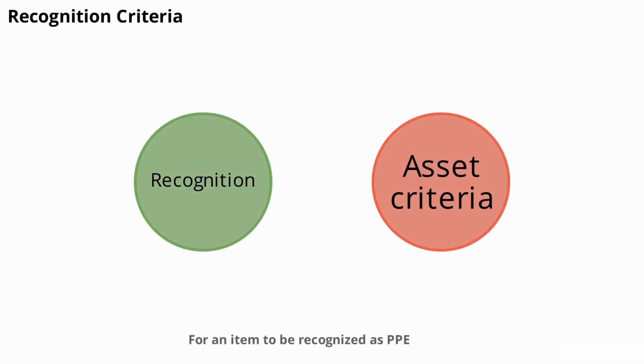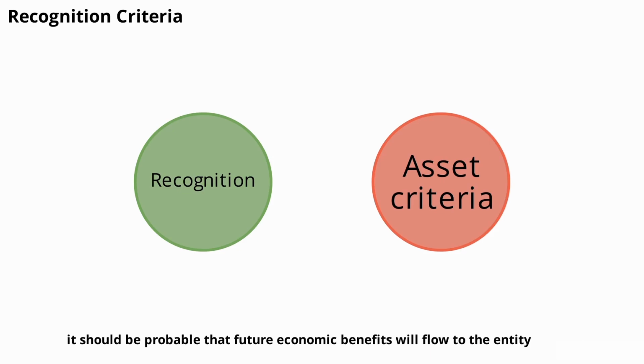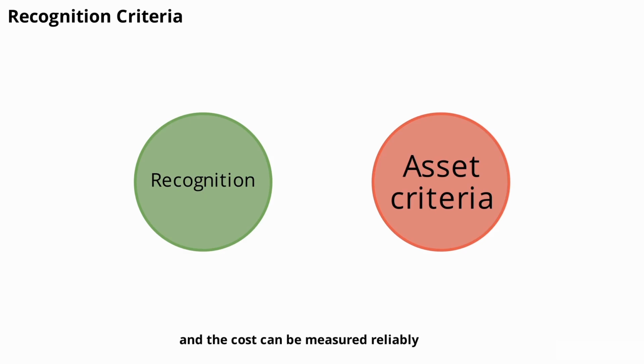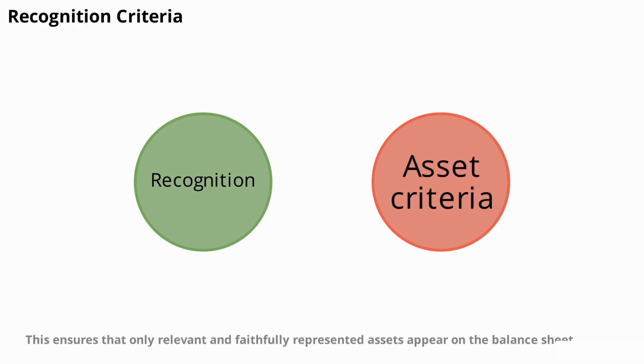For an item to be recognized as PPE, it must meet the asset definition and recognition criteria. It should be probable that future economic benefits will flow to the entity, and the cost can be measured reliably. This means you only record PPE when you have control over the asset, expect it to generate value, and can determine its cost. Both initial and subsequent costs must be evaluated against these criteria. This ensures that only relevant and faithfully represented assets appear on the balance sheet.